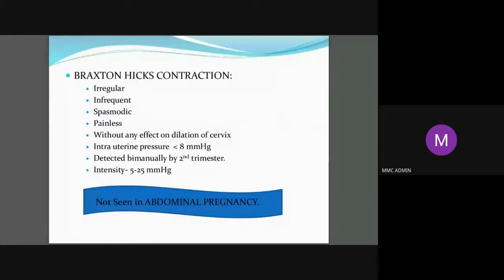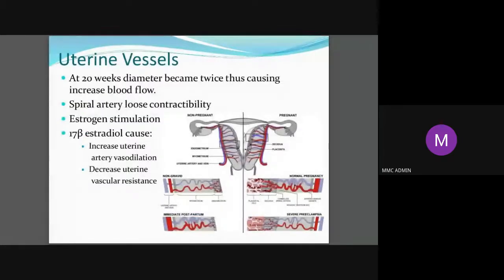Then of course the uterine vessels, the most important thing, because they are going to carry all the blood to the mother's body as well as to the fetus. So the blood vessels tend to become tortuous, dilated, enlarged. The walls undergo hypertrophy, hyperplasia, and they become low resistance vessels so that more blood can flow. And estrogen plays a major part in this change.